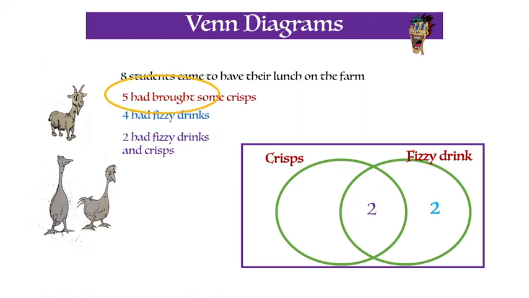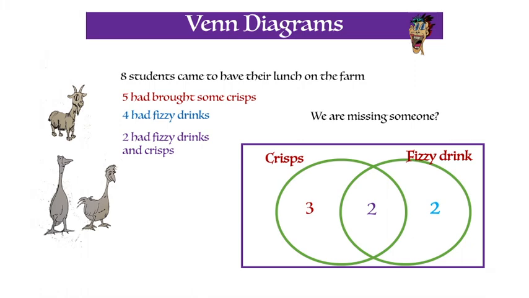Let's consider those that brought crisps. We know that we've already taken into account 2 that have already brought their crisps. So the remaining lot must be 3, and they fit in this region here, meaning they have crisps but not fizzy drinks. These 2 had fizzy drinks but not crisps. There's a problem. Can you see a problem? We are missing someone. Who are we missing?